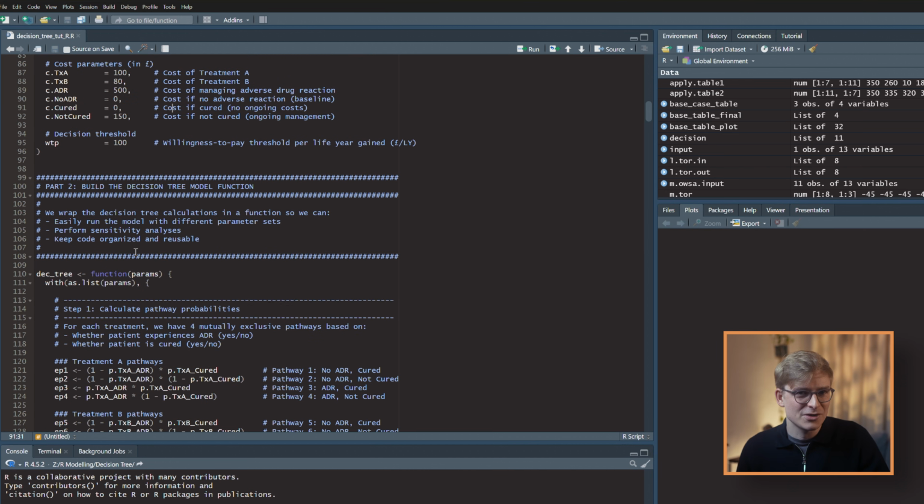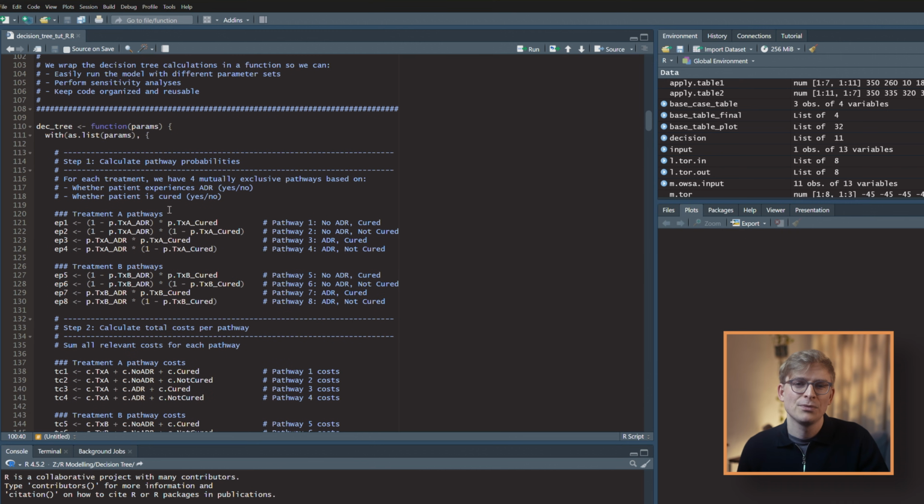Now, here's where things get interesting. We're going to wrap the entire decision tree into a function. Why? Because this lets us run the model with different parameter sets, which is essential for sensitivity analysis later on. The function takes a set of parameters as inputs and returns all our key outputs: costs, life years, and the ICER. Let me walk you through the 5 steps to explain what's happening inside.